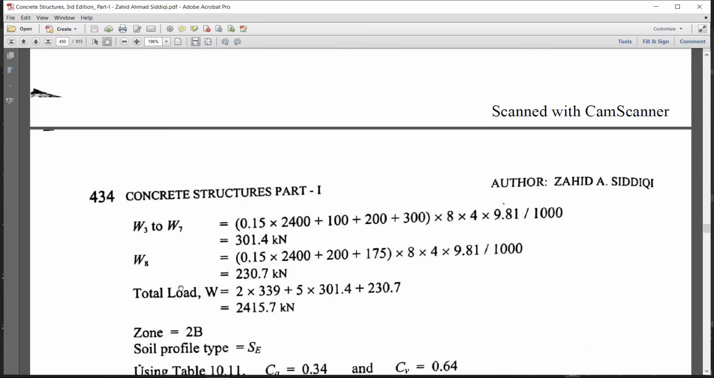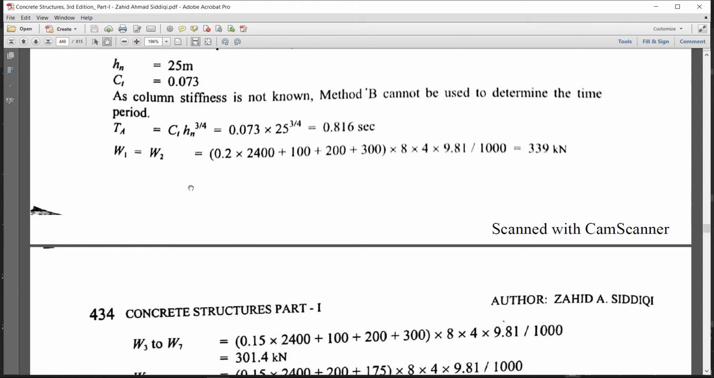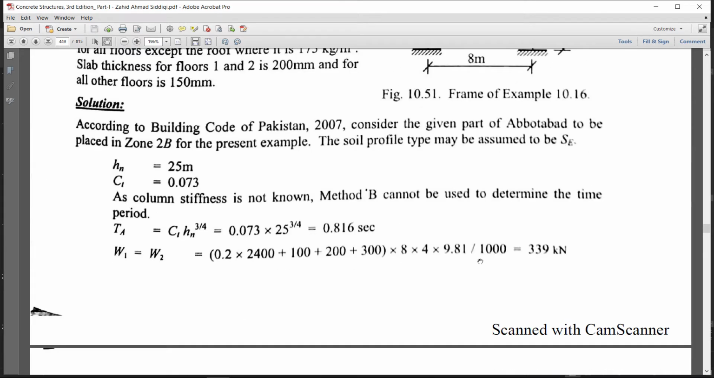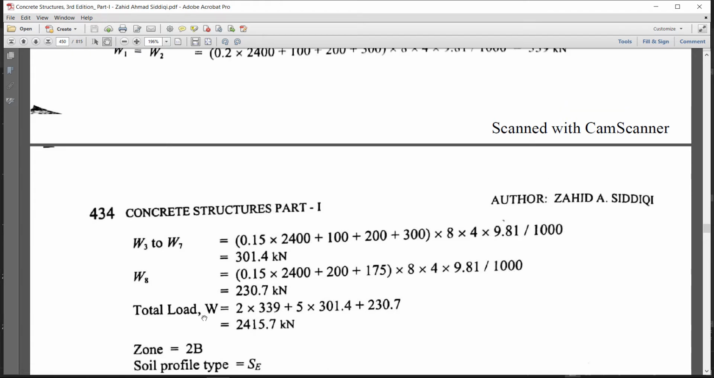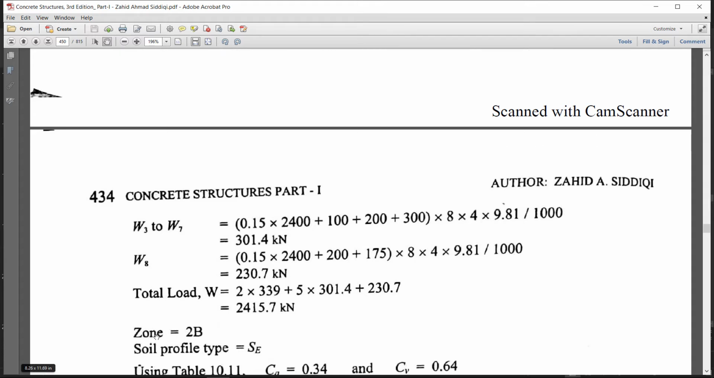So now total seismic weight: 2 times 339, because there are 2 stories, first and second. Now from 3 to 7, there are 5 stories, 5 into 301.4, and the last story is single, that is 230.7. So the total seismic weight is 2415.7 kilonewton. Okay, now the zone is 2B and soil profile type is SE.